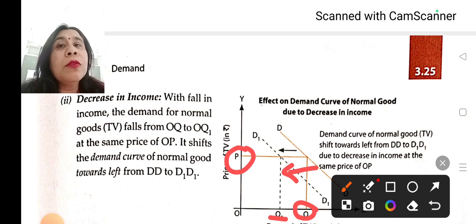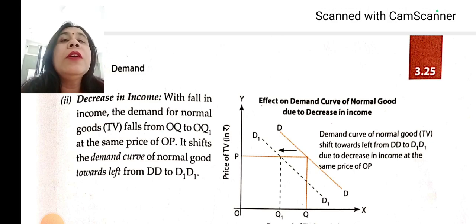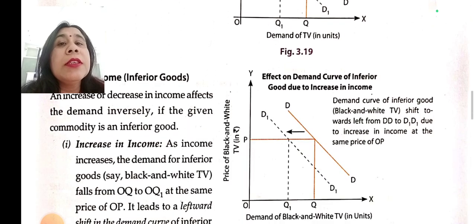So now we can conclude that in the case of a normal good, if the income of a consumer increases, even at the same price, the demand will increase. On the other hand, if the income of a consumer decreases, it will decrease the demand for a normal good even at the same price. So this shifts the demand curve rightward with an increase in income and leftward with a decrease in income.